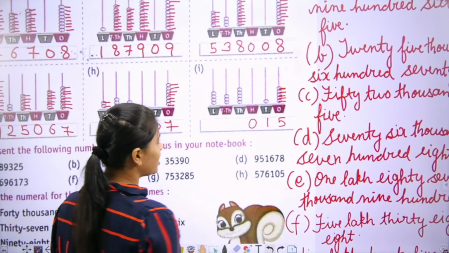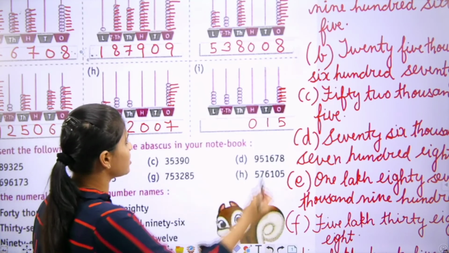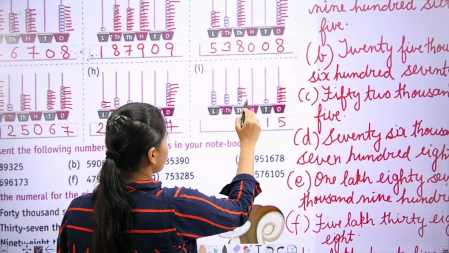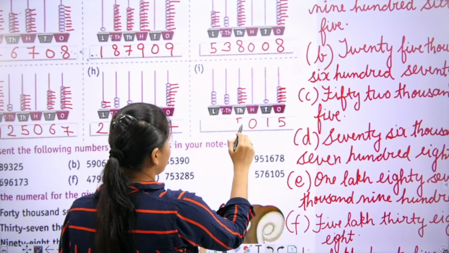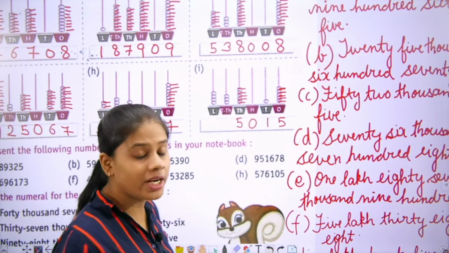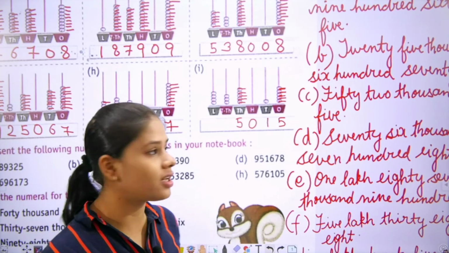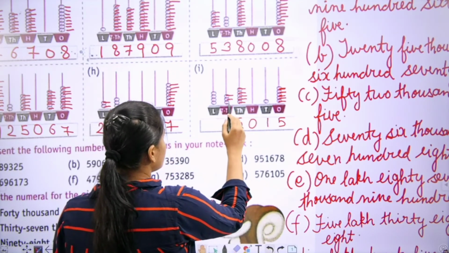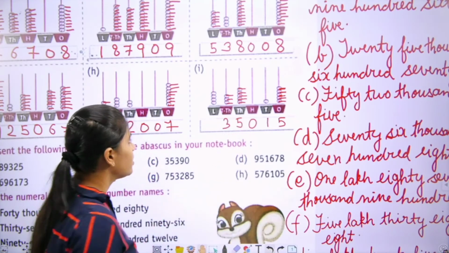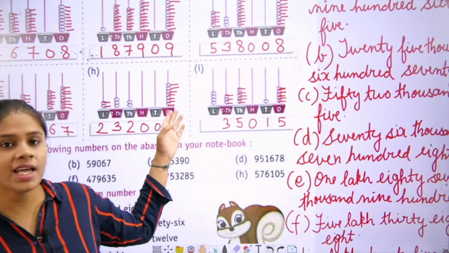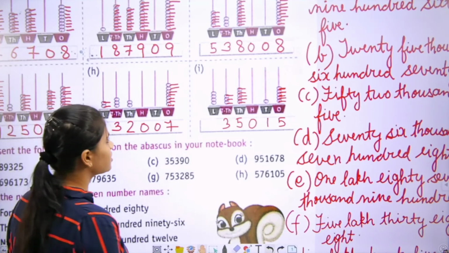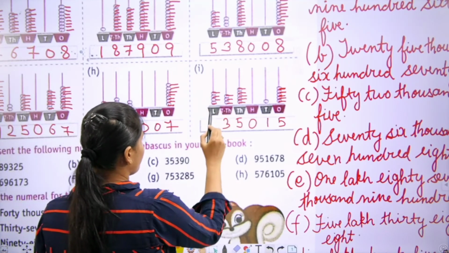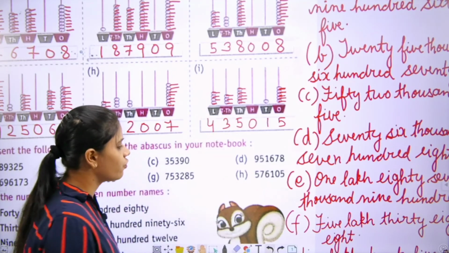Next, how many bits in thousands side? 1, 2, 3, 4, 5. We will write here 5. How many bits in 10,000 side? There are only 3 bits. 1, 2, 3. We will write here 3. Now move towards the left side. How many bits are there? 1, 2, 3, 4. We will write here 4.